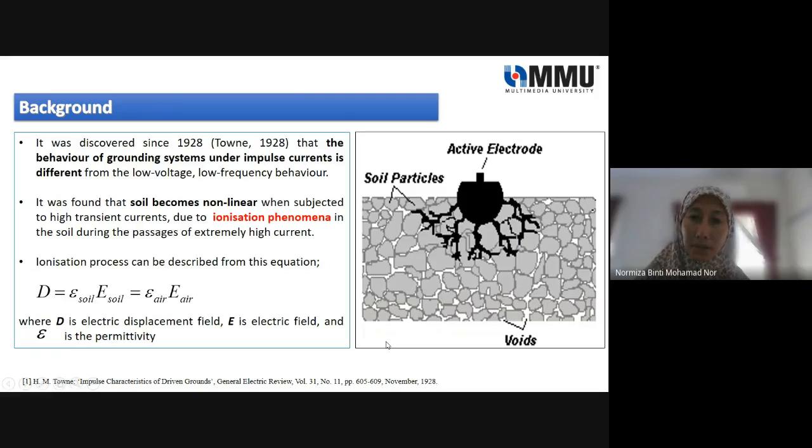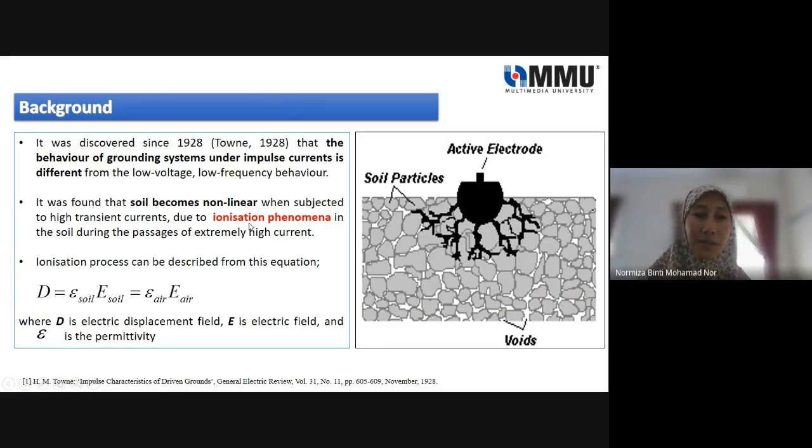The design at low voltage, which is normally done, is different from what has been observed at high voltage or under lightning conditions. This has been discovered since 1928. It was found that soil would become nonlinear. In layman's terms, it is like a short circuit, or in other words, this soil would turn into a conductor as this high current is discharged to the ground.